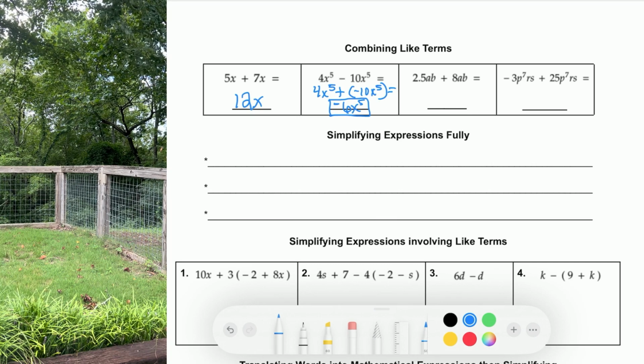The next one has 2.5ab plus 8ab. They are the same, so I can combine them. So I'm going to end up with 10.5ab.